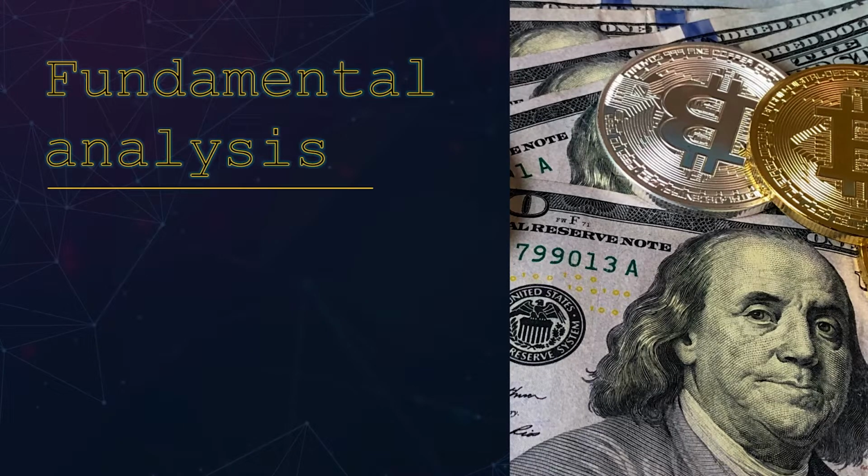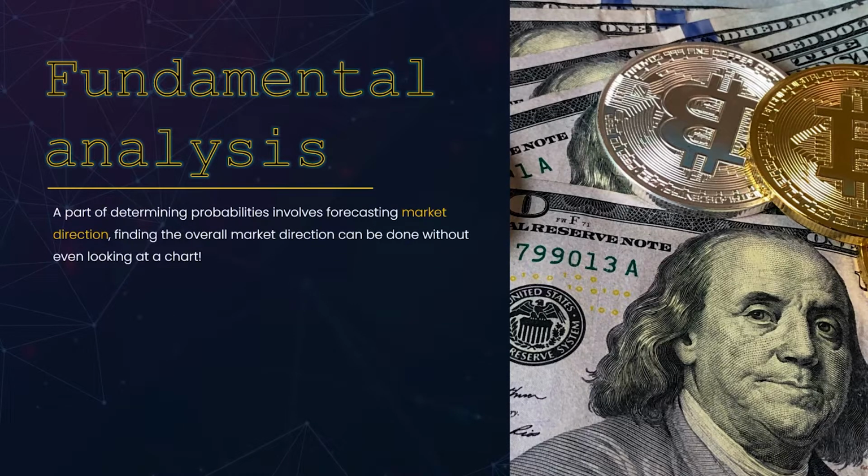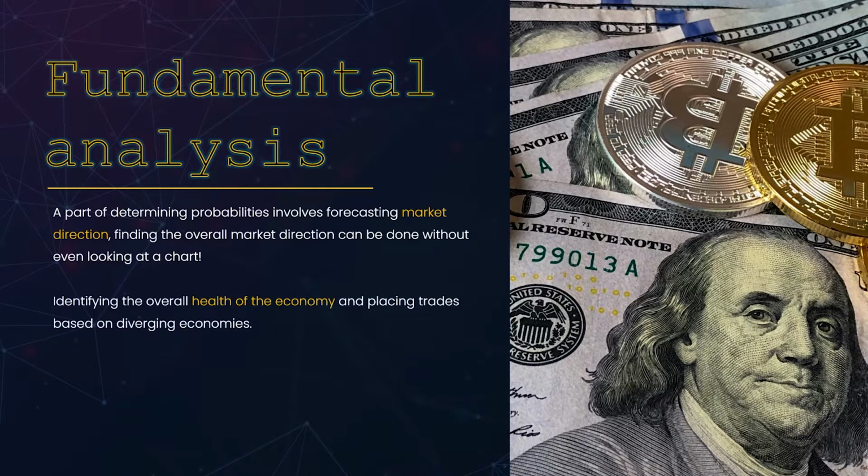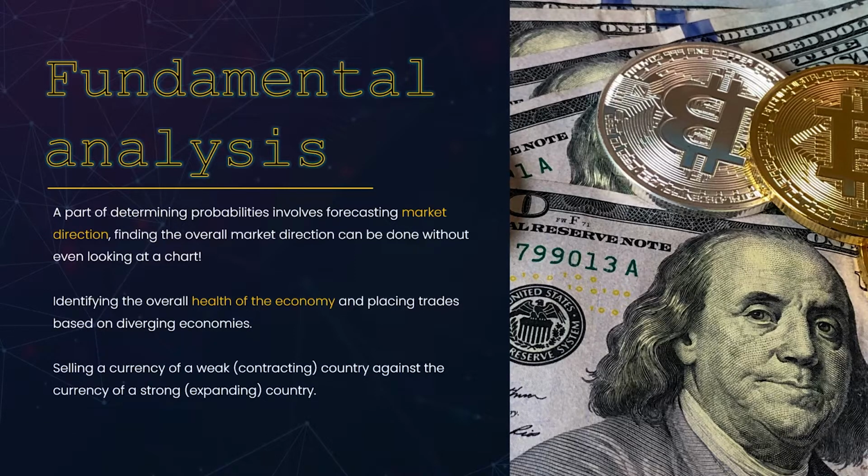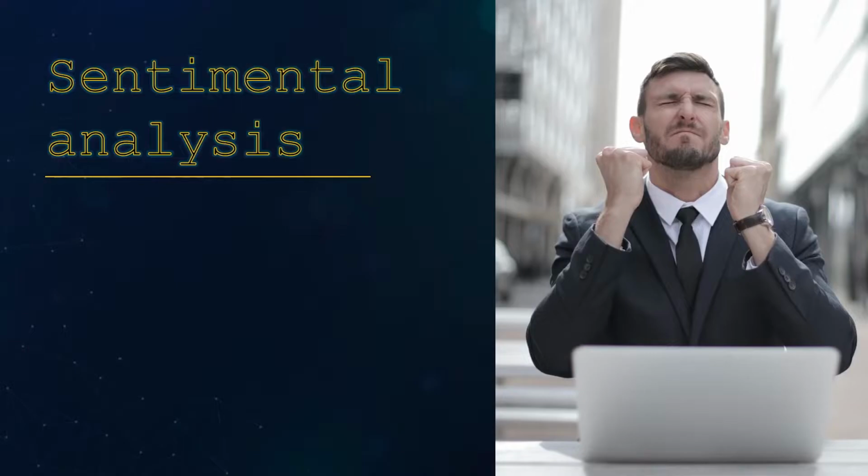Fundamental analysis. A part of determining probabilities involves forecasting market direction. Finding the overall market direction can be done without even looking at a chart. Identifying the overall health of the economy and placing trades based on diverging economies. Selling a currency of a weak contracting country against the currency of a strong expanding country. When we have a sustained fundamental bias, it's like having the wind in your back when you're riding a bike.